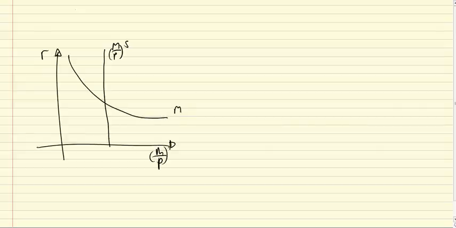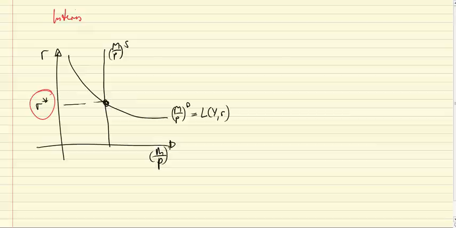So the money market is usually shown in interest rate, real money balance space. The real money supply, M over P, is exogenously determined by the monetary authorities, the central bank. And real money demand is a downward sloping function of the interest rate and a positive function of income. That is what determines the intersection, where real money supply and real money demand are equal. We get our equilibrium interest rate. So that is interest rate determination.